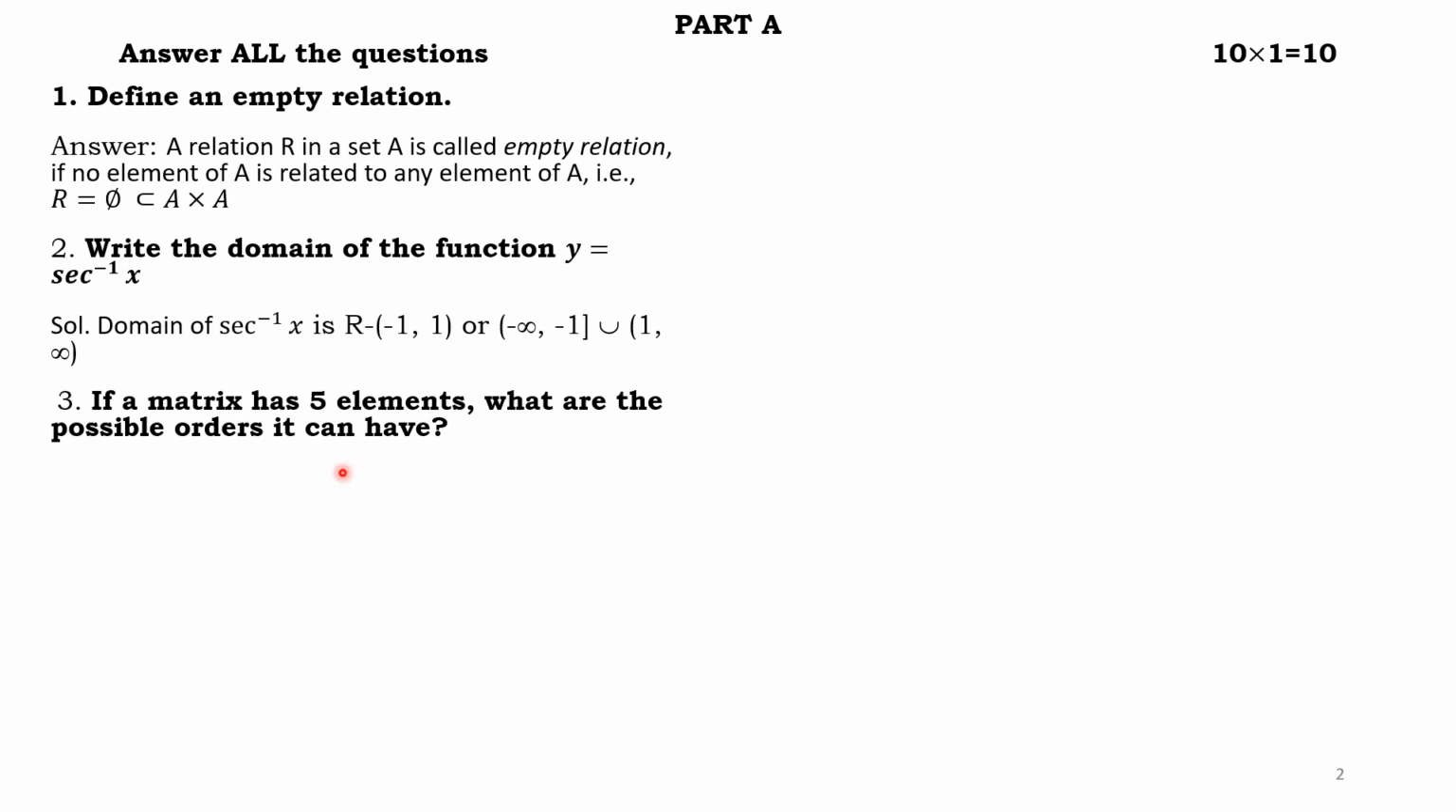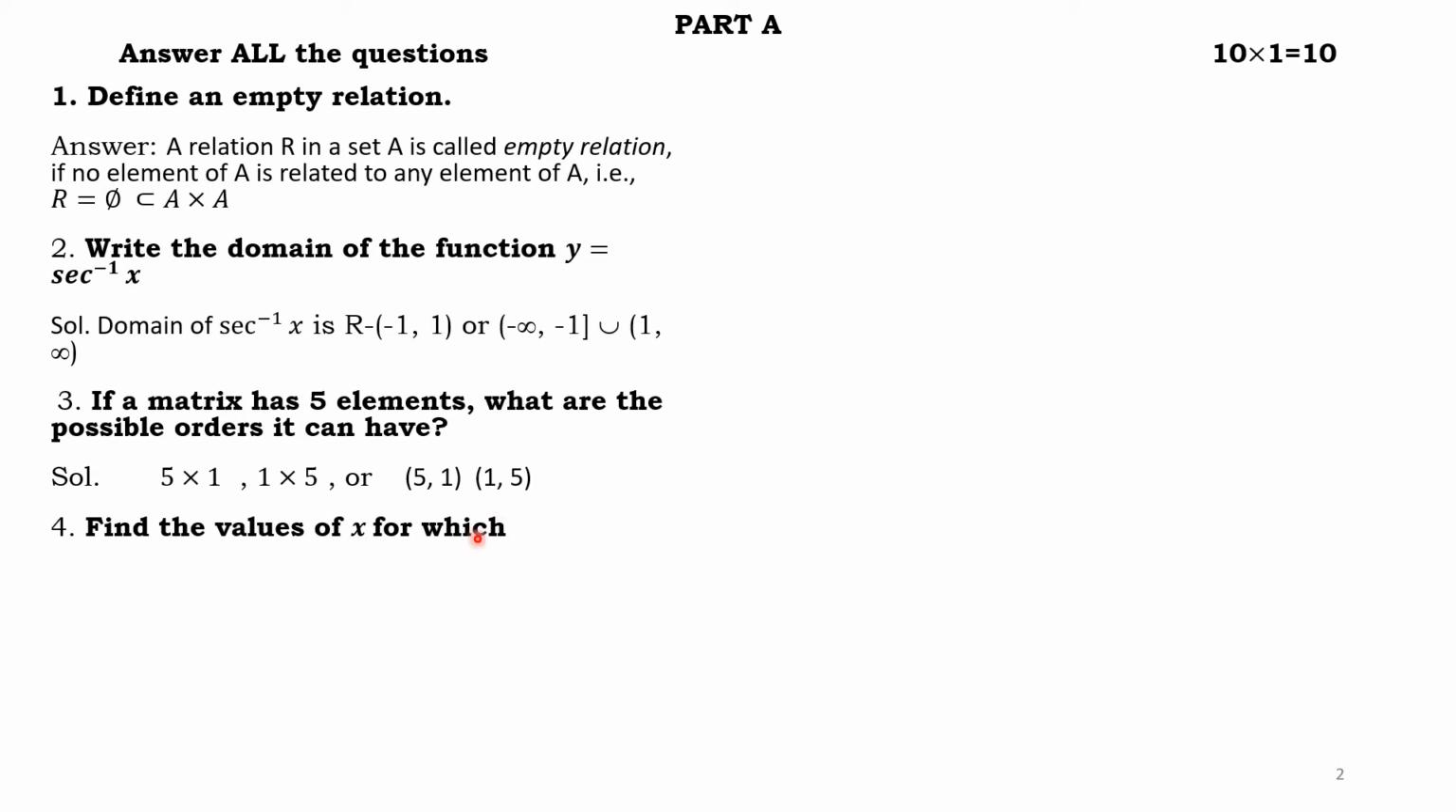Question number 3. If a matrix has 5 elements, what are the possible orders it can have? Solution. The possible orders are 5 cross 1 or 1 cross 5, which can also be written as (5, 1) or (1, 5).